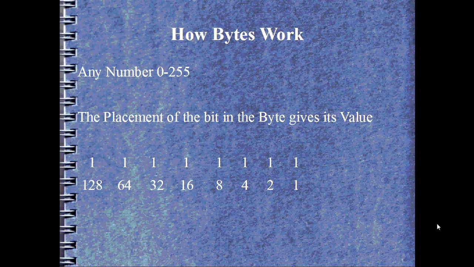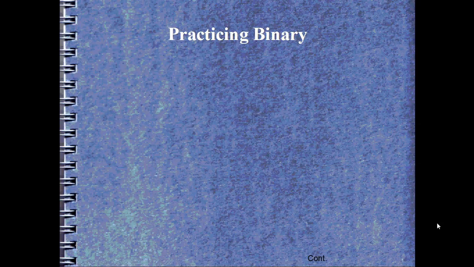This ranges from 128 down to 1, starting actually on the left with 128. You have the first bit at 128, second at 64, the third at 32, the fourth at 16, the fifth at 8, the sixth at 4, the seventh at 2, and the eighth at 1. Now, how does this work is where we get a little more advanced. We'll go into practicing the binary.